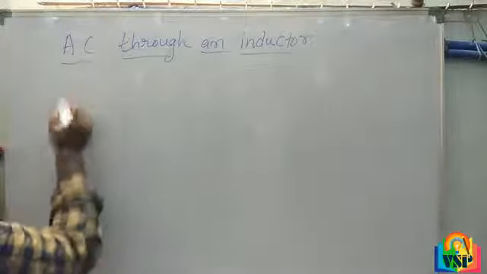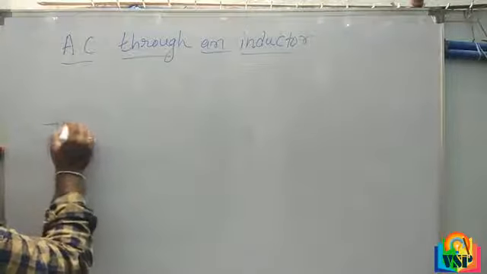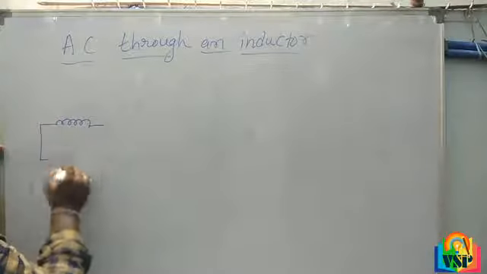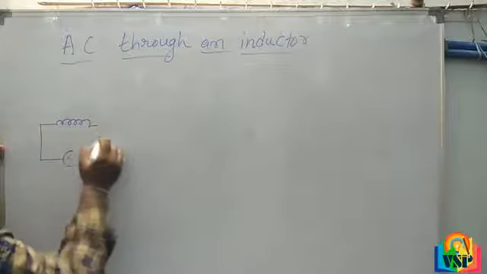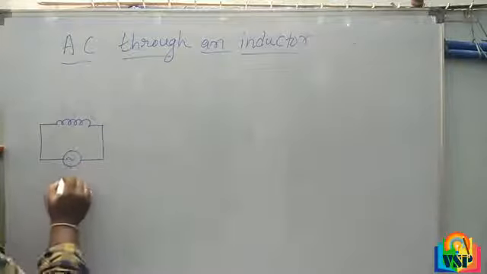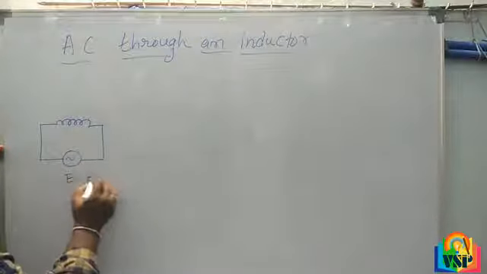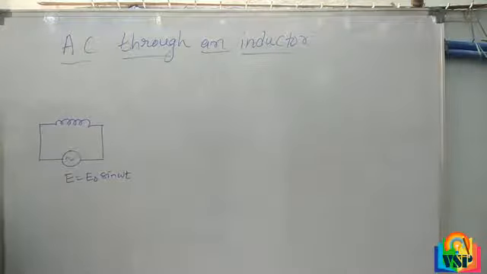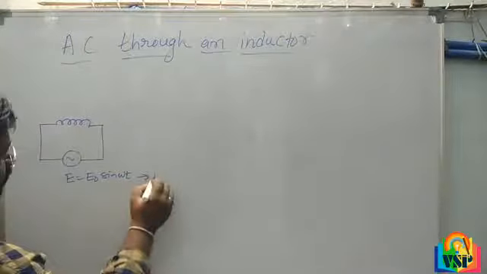We can apply an AC power supply to an inductor. Inductor means one type of solenoid. We can apply alternating EMF. We know that the alternating EMF E is equal to E naught sin omega t. Understand? This is equation 1.